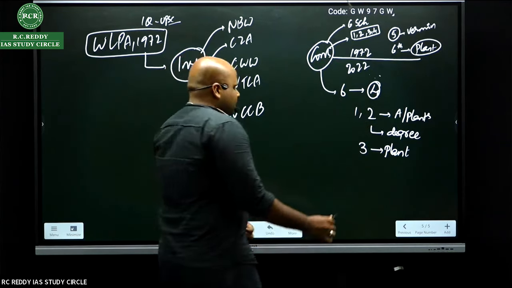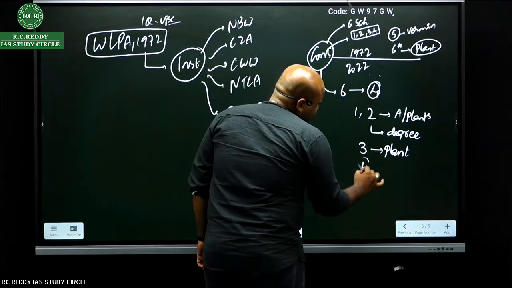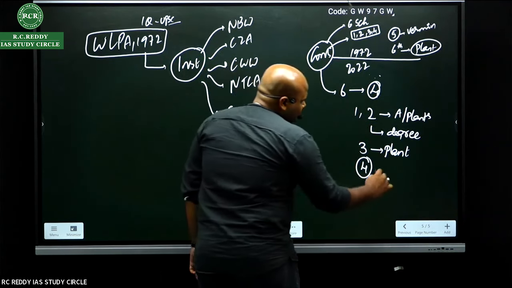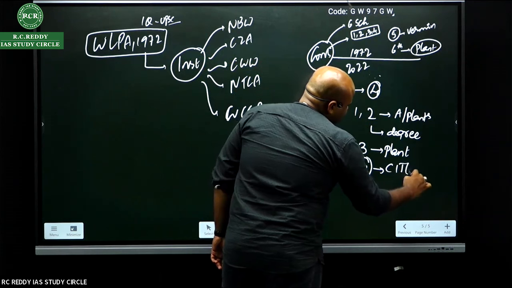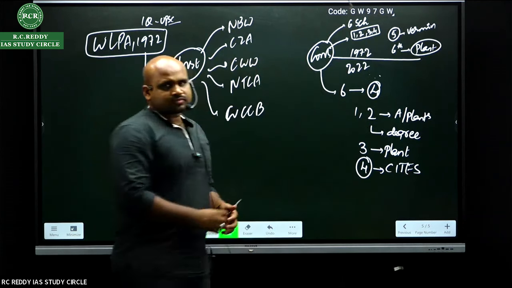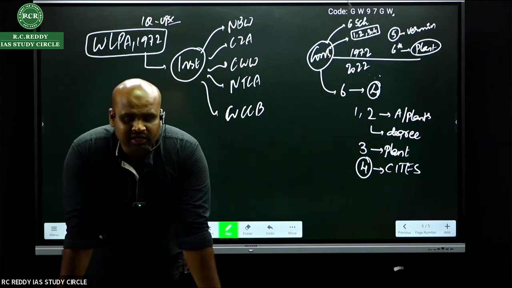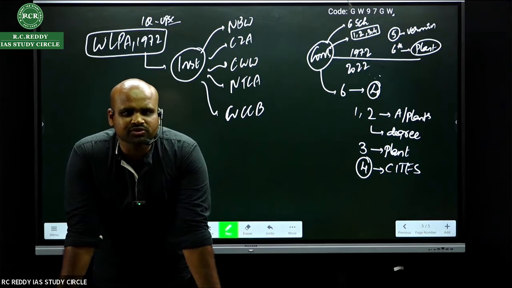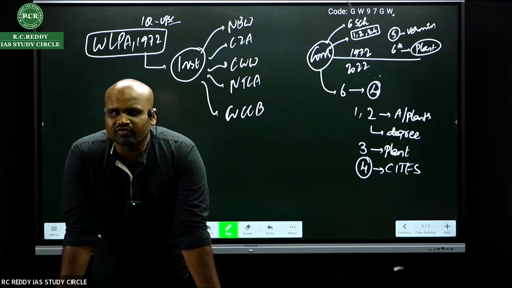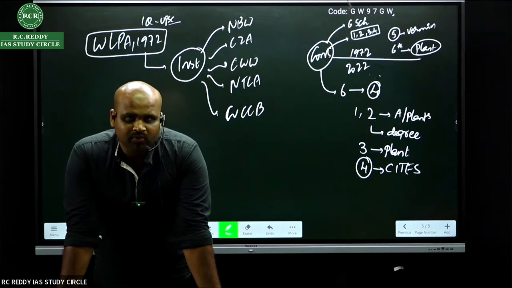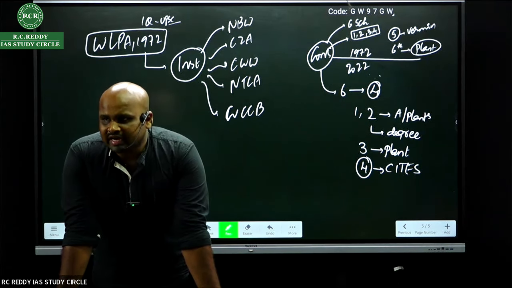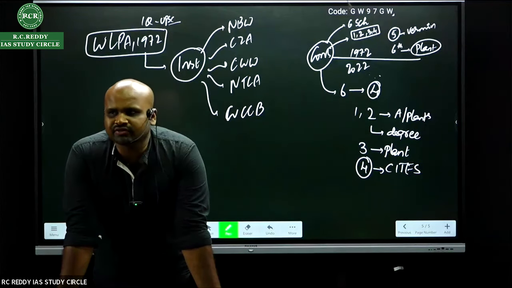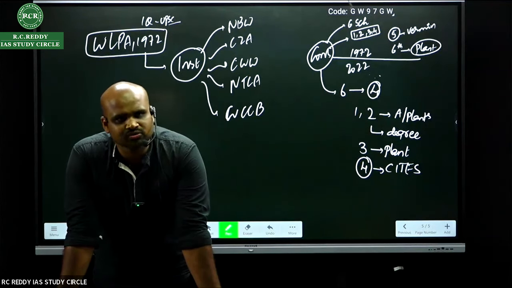Apart from that, one specific addition that happened was Schedule 4, which is related to the CITES species. In the context of CITES, it is especially with respect to the Washington Convention, which looks into the prevention of the trade of endangered species. How many appendices do I have? 3. Appendix 1, Appendix 2, Appendix 3.